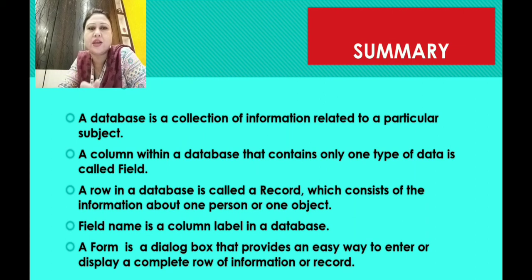Then we also learned that a row in a database is called a record, which consists of the information about one person or any one object, a complete information. So columns are the fields and the rows are the records. We also learned that a field name is a column label in a database. On the top you have the field name, and that is the column label in a database.